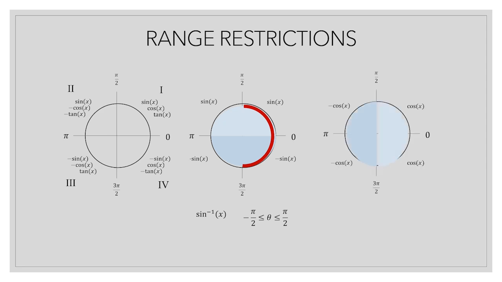And a similar thing for cosine, only it's reflexive over the x-axis. And so we restrict it to just be from 0 to pi. And the tangent also follows the same restrictions as sine, and it's from negative pi halves to pi halves.